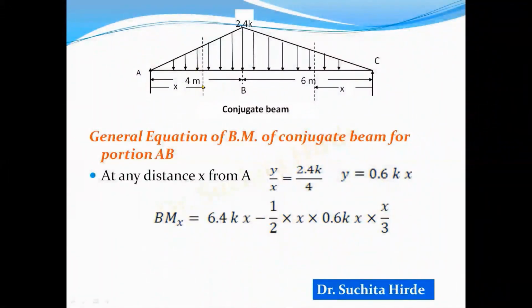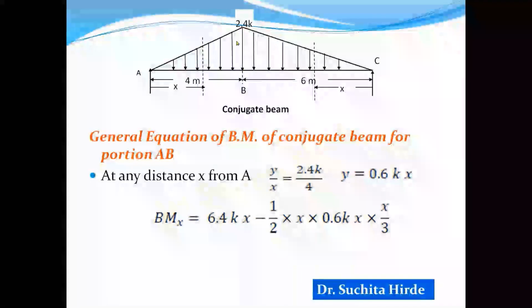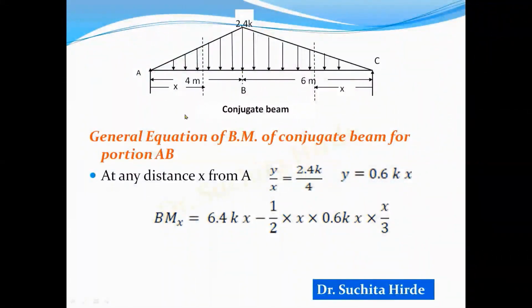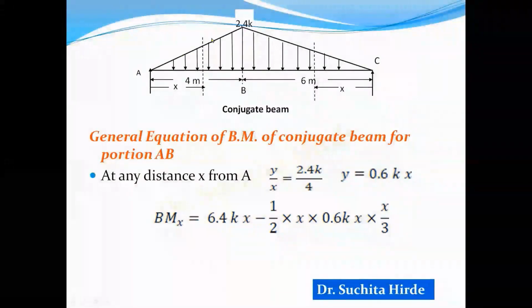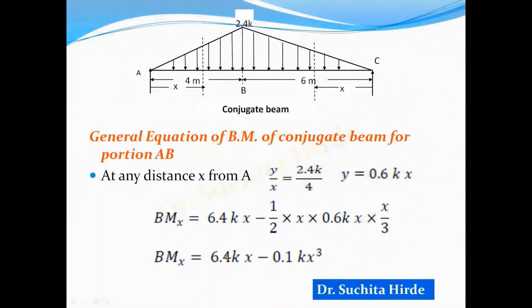From where do we have to take the distance? We take the distance from where we want the bending moment. We want the bending moment here, so we will measure all the distances from this section. So it will be x by 3. This is nothing but the general equation of bending moment for this portion AB. Now in this equation, if you substitute values of x as 1 meter, 2 meter, 3 meter, then you will get the bending moment at the respective sections.